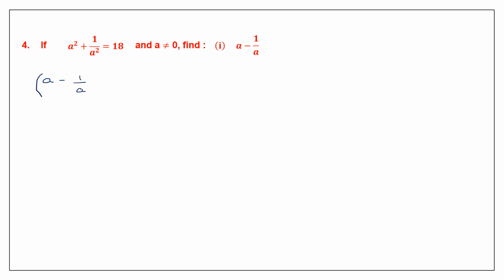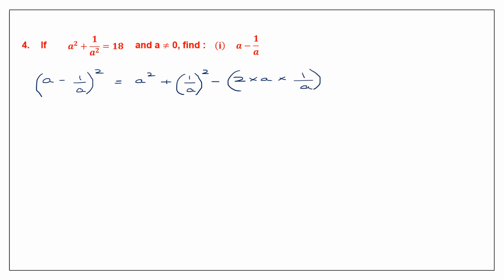Now let's square this. So when we square this, what is this taken as? This is taken as the identity a minus b the whole square. And what is the expansion? A square plus b square minus 2ab. So this is going to be a and this is going to be b. So when you expand it, a square will be a itself, plus b square is 1 by a. This is b, isn't it? So 1 by a the whole square minus 2ab, 2 into a into b, which is 1 by a.